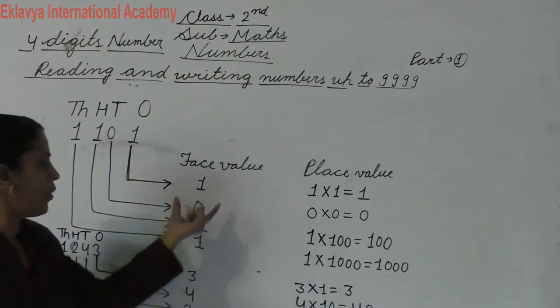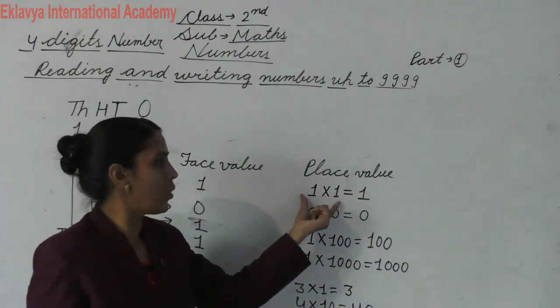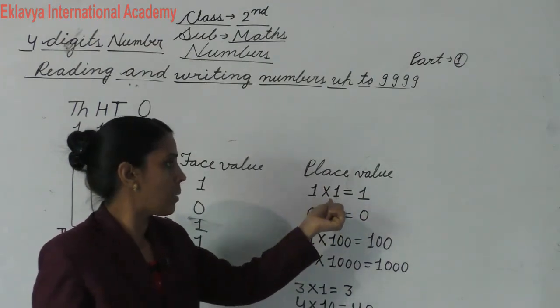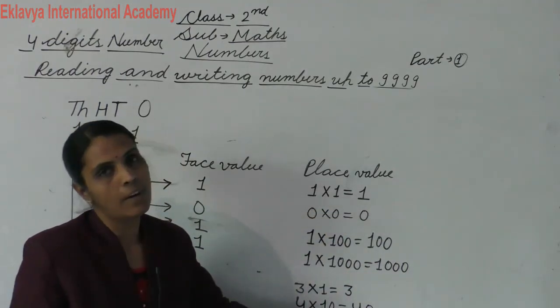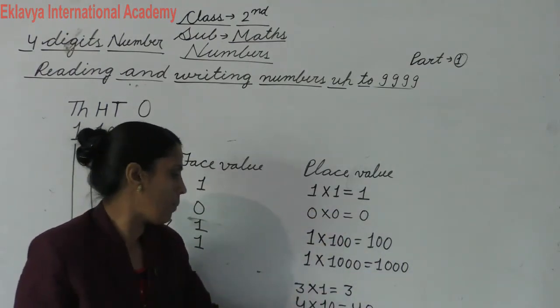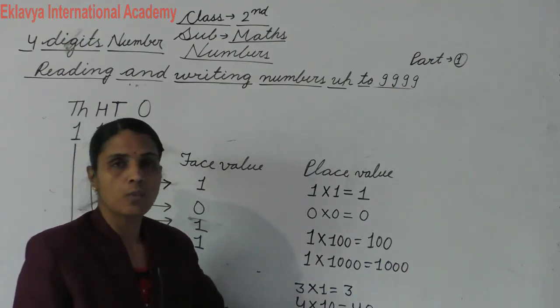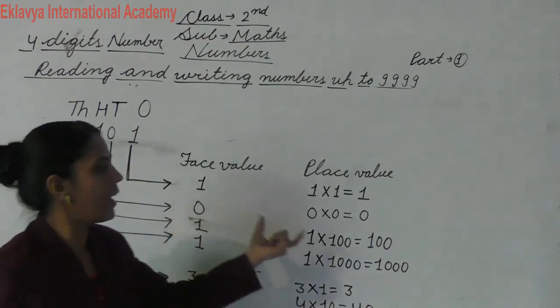Okay, now listen, face value we don't change, हम change नहीं करते, and place value we multiply by like this. If we are talking about ones number, तो we will multiply by ones. If we are talking about tens number, तो we will multiply by tens. If we are talking about hundred number, तो we will multiply by hundred. If we are talking about thousand place, so we will multiply by thousand. Okay, that is the difference between face value and place value.